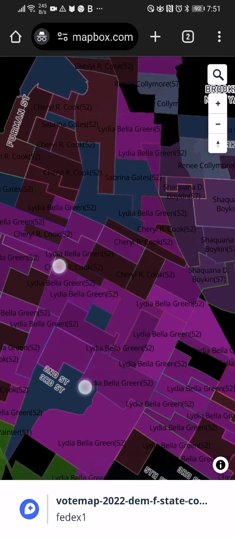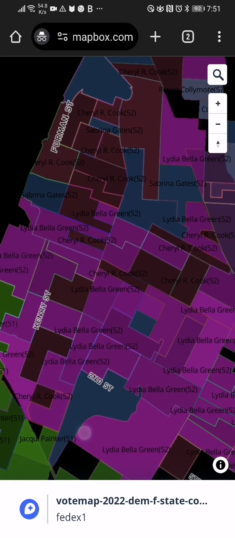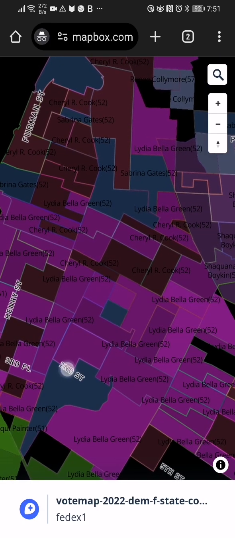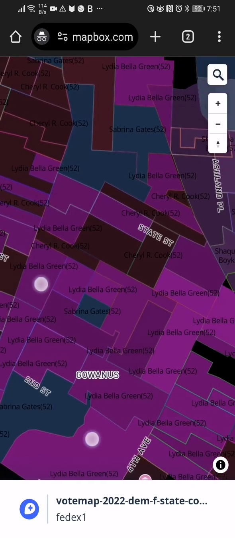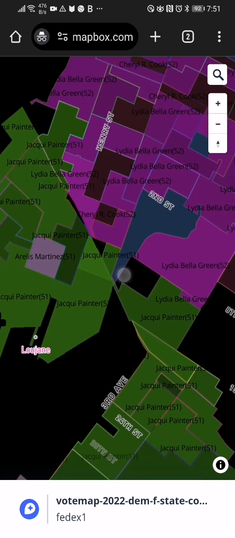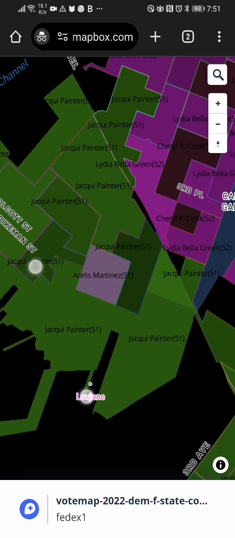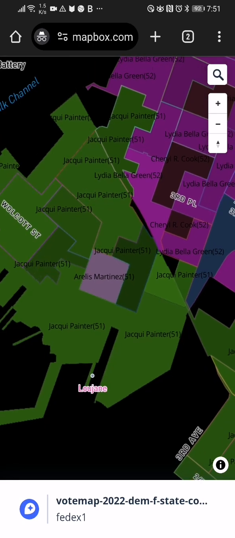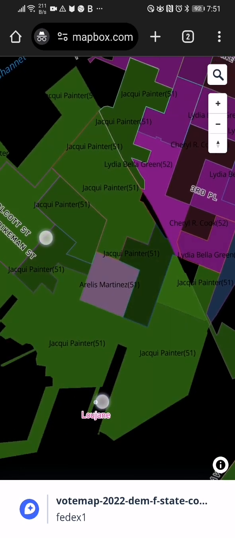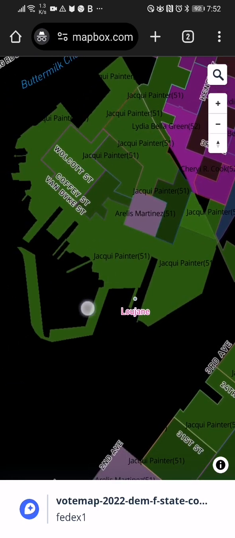But look at this, 52 is pretty big. It takes over all of Henry Street. Wow. So it looks like this Cheryl Cook. No, Lydia seems to be doing better, right? Because she has this whole area over here. Now we're crossing into 51, where it looks like someone named Jackie Painter won, and there was only a few other candidates, or at least one other candidate, Aurelius Martinez. But Jackie Paper, she won a lot.